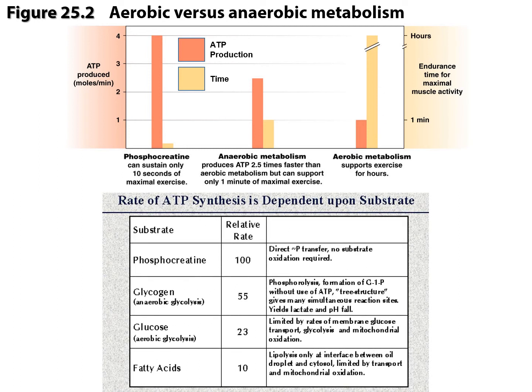And so here's the relative rate. If we set phosphocreatine at 100%, you can see that glycogen and anaerobic metabolism is somewhere between 1/2 to 1/4. Fatty acids are only about 10%. So that is the relative rate of ATP synthesis.